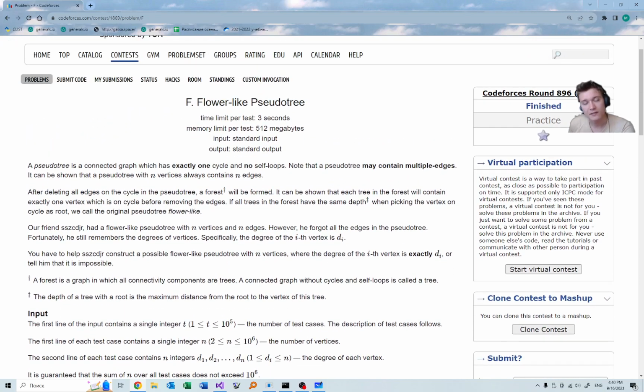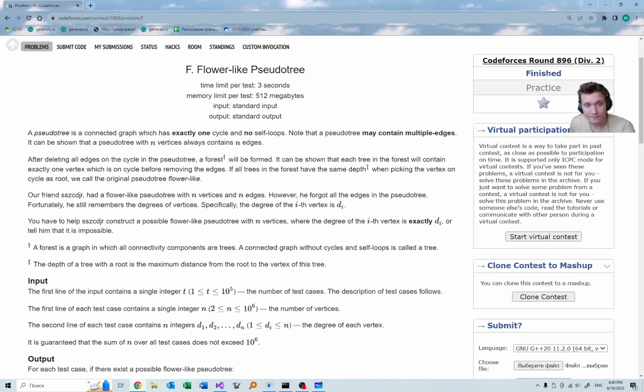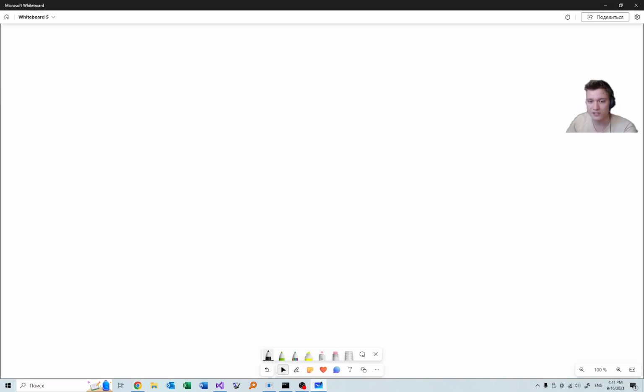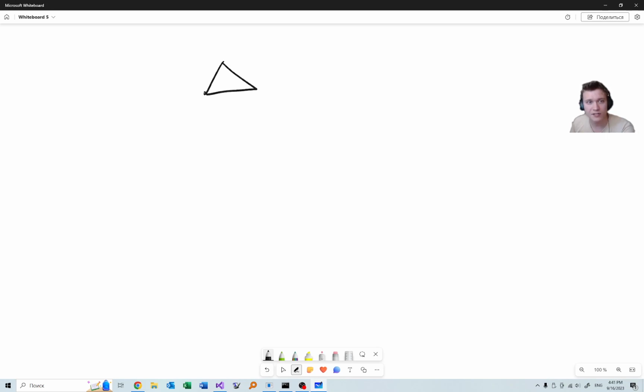So let me remind you what the problem is about. You're given a pseudotree, which is a tree to which one has added exactly one edge. So for example, this is a pseudotree because it can be achieved by adding this edge to this tree.